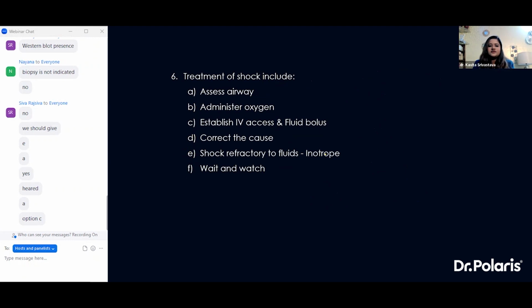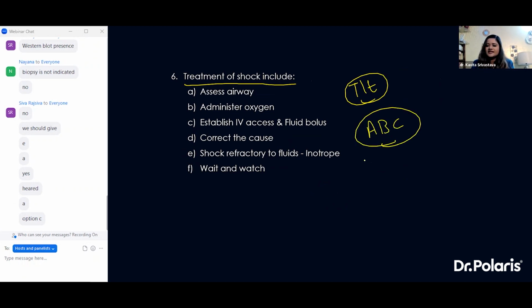Okay, let's move on to the next question. Treatment of shock includes which of the following? So what are important things we need to do in the treatment of shock? So always remember the golden rule, ABC always is correct. Airway, breathing and circulation has to be maintained in all the treatment part. Apart from that, what all other important things are required for treatment of shock?